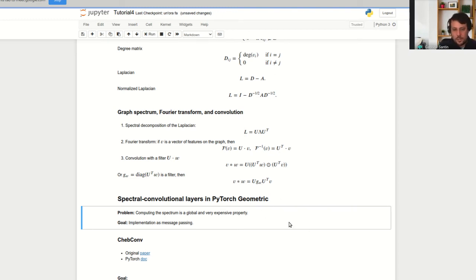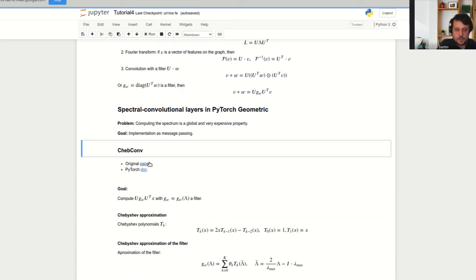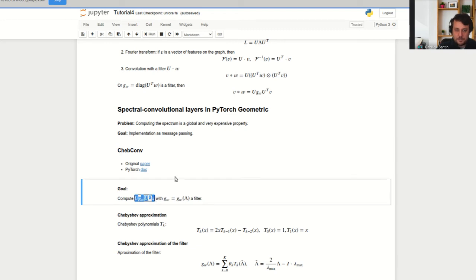What we are talking about next is how to implement an approximation of this convolution operation by using a message passing architecture. In particular, we are going to see two different layers in PyTorch that implement this notion. The first one is the Chebyshev layer. I left here a link to the original paper, which is from 2016, and here is the documentation of the layer. Once again, the goal is to compute this operation in a fast way.